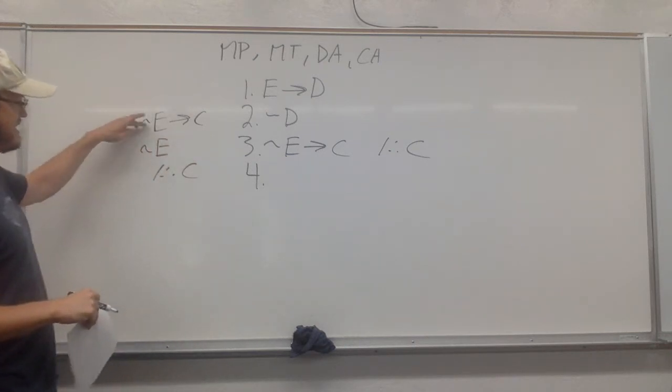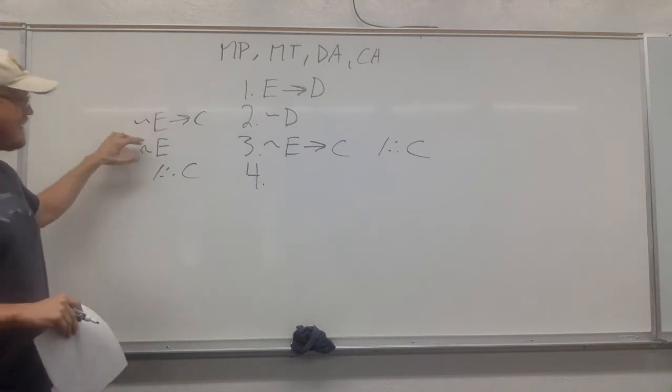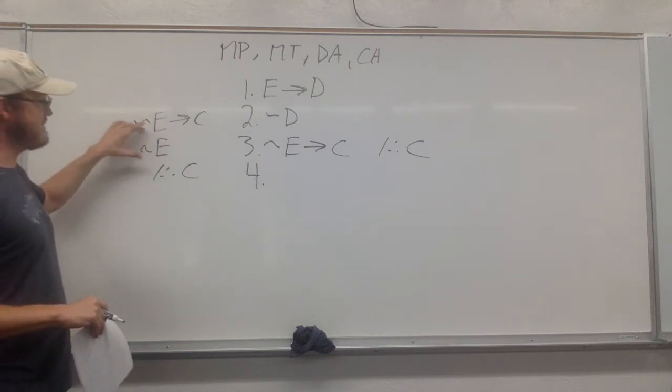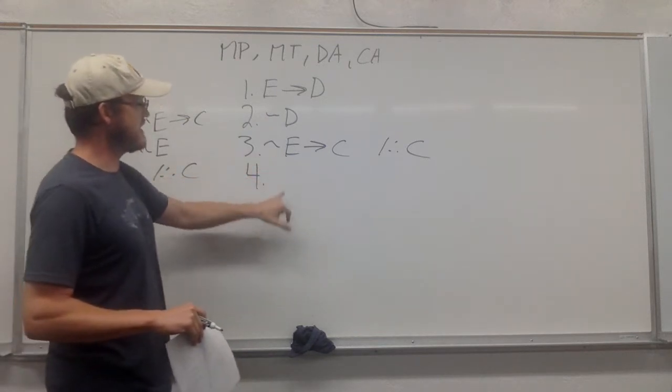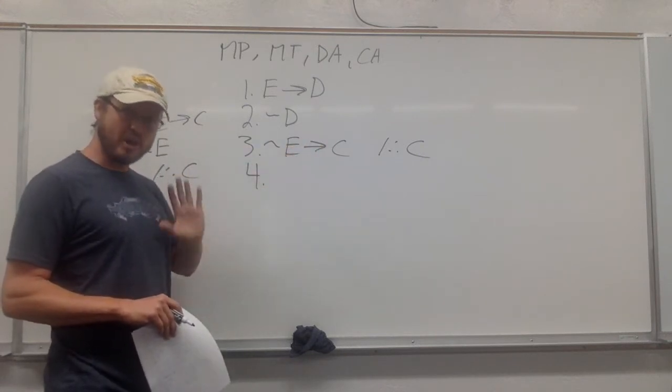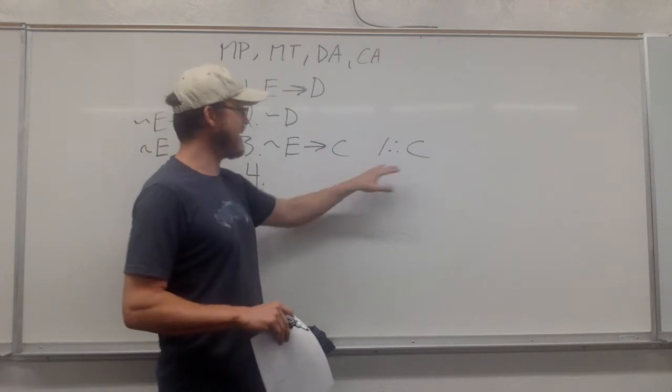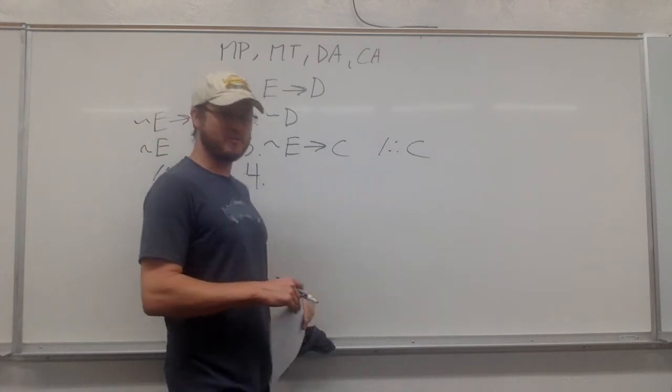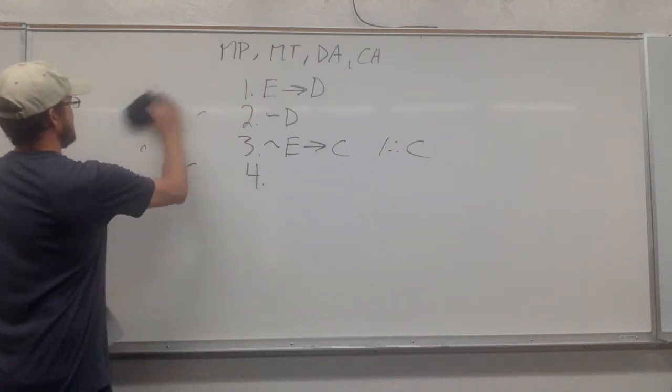Do you see how the negative E would cancel out? If I had a negative E somewhere on a line here, I could do modus ponens, and that would allow me to put C on the line, right? So right away, I'm working backwards, trying to figure out how I can get to that C, and that's the first thing you should do in a proof.